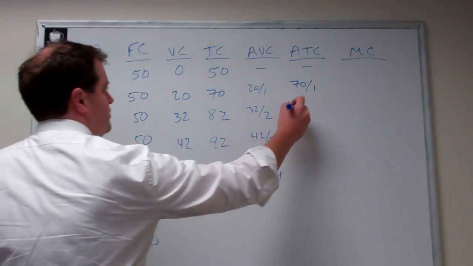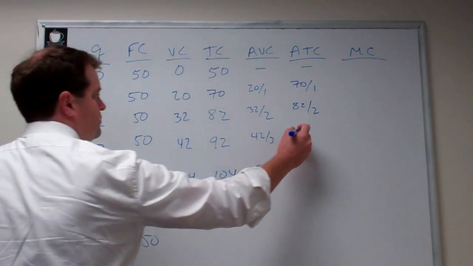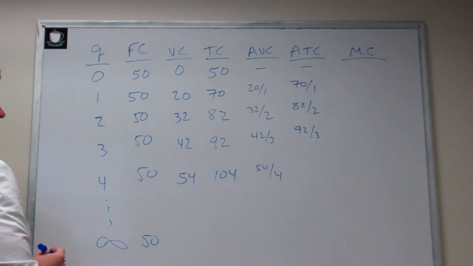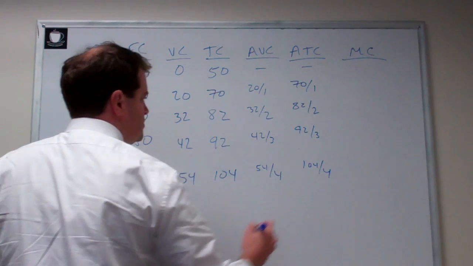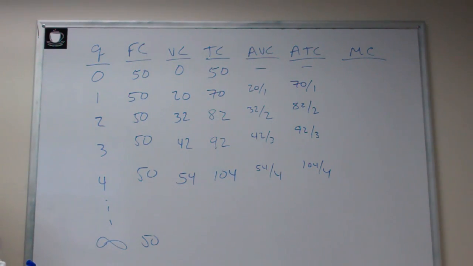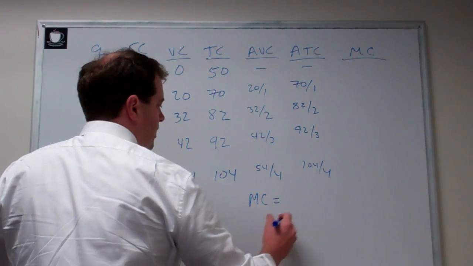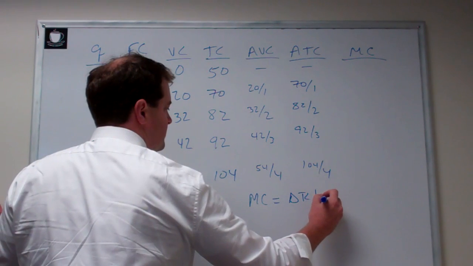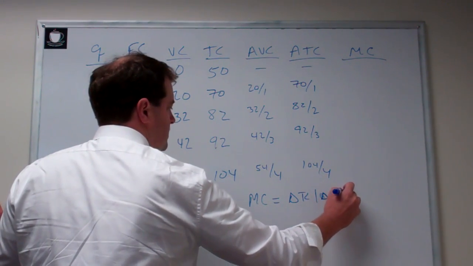Average total cost when I produce 2 goods is 41. Average total cost when I produce 3 goods is 30.67. And average total cost when I produce 4 goods is 26. And then finally we have marginal cost. Marginal cost is the change in total cost given a change in output equal to 1.